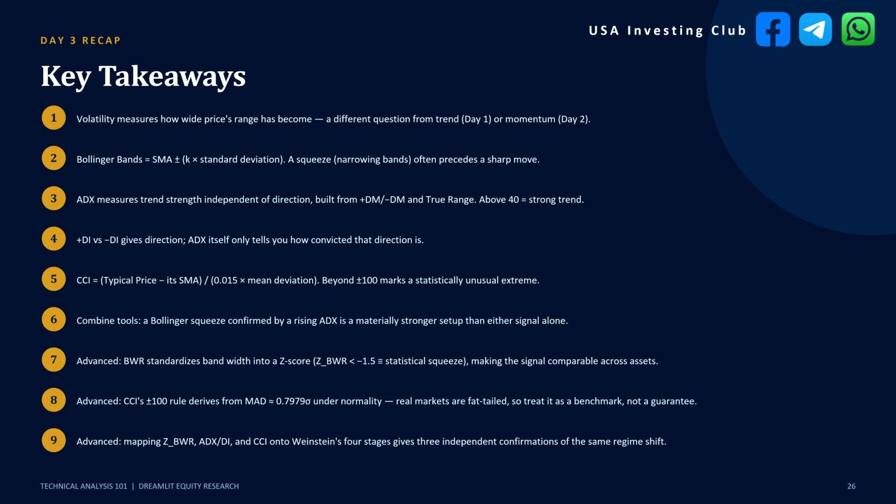3. ADX measures trend strength independent of direction, built from positive and negative directional movement and true range. Above 40 signals a strong trend. 4. Positive DI versus negative DI gives you direction. ADX itself only tells you how convicted that direction is. 5. CCI equals typical price minus its SMA divided by 0.015 times mean deviation. Beyond plus or minus 100 marks a statistically unusual extreme.